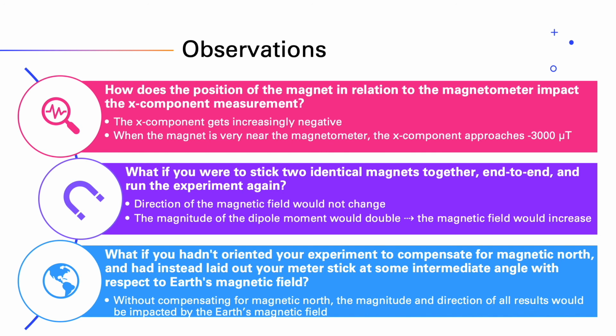And what if you hadn't oriented your experiment to compensate for magnetic north and had instead laid out your meter stick at some intermediate angle with respect to Earth's magnetic field? So without compensating for magnetic north, the magnetic field direction of all results will be impacted by the Earth's magnetic field. So you wouldn't really be able to be sure what exactly was because of the Earth and what was because of the magnet itself. So the experiment would be a lot more difficult to do accurately.